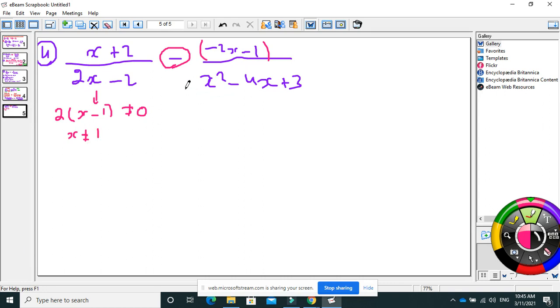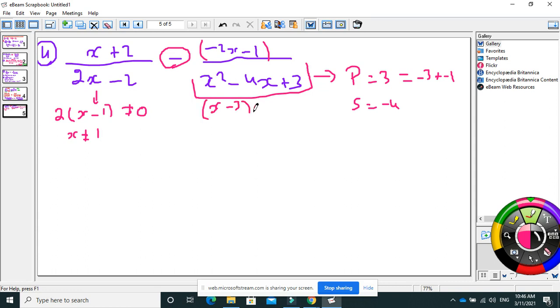Now the second denominator, how are we going to factorize it? S and P. So P is 3 and S is 4, sorry. So what are the two numbers? It's minus 3 times minus 1. So this one we can factorize it: x minus 3 and x minus 1. So not equal to 0, it means x cannot be 3 and x cannot be minus 1.